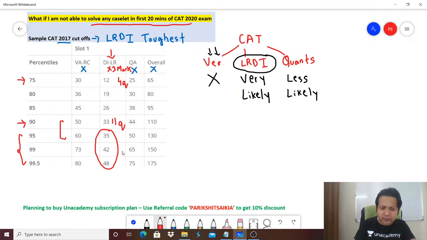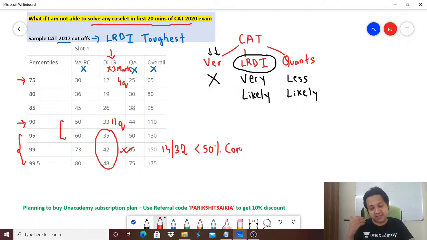Even if you were to look at this 99th percentile, right? 42, meaning 14 questions, 14 out of 32. Now think about it. Less than 50% correct fetches you a 99 percentile. Now, what was my rationale behind showing you these numbers?